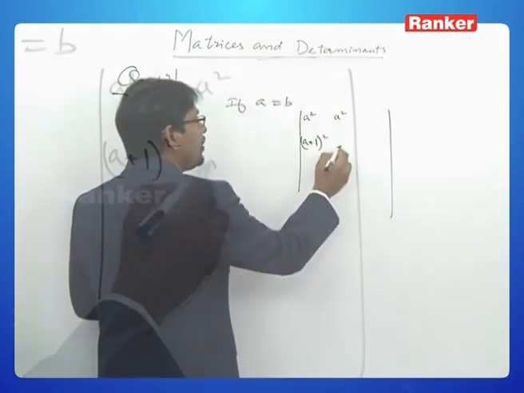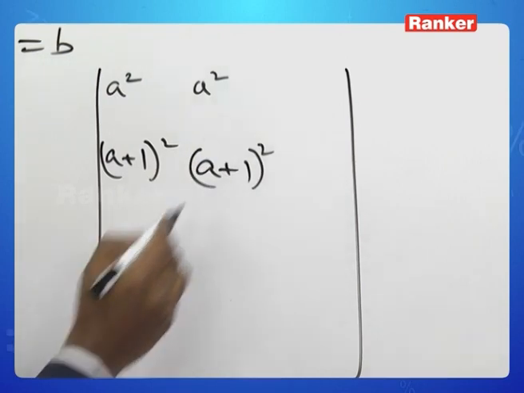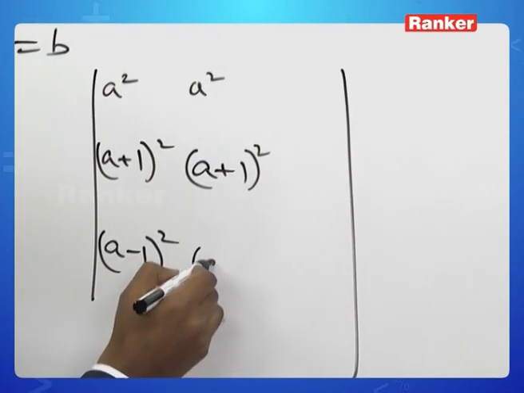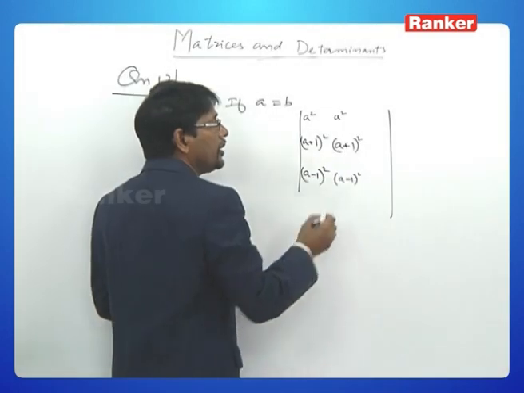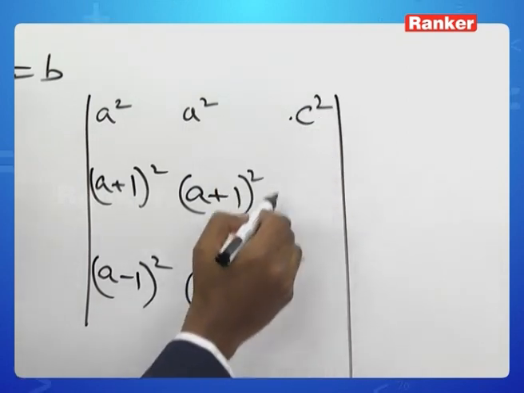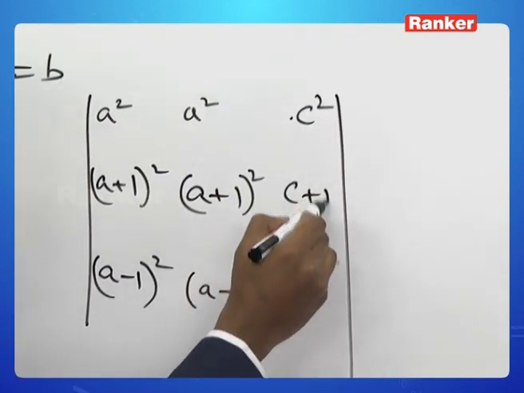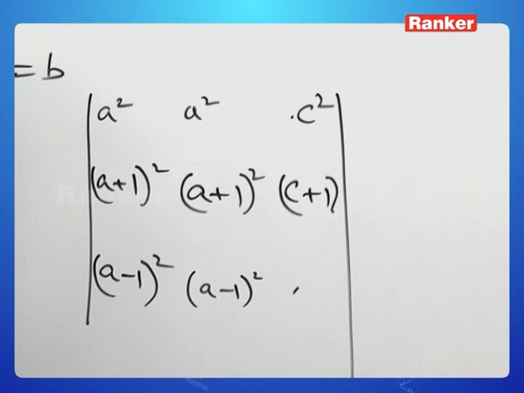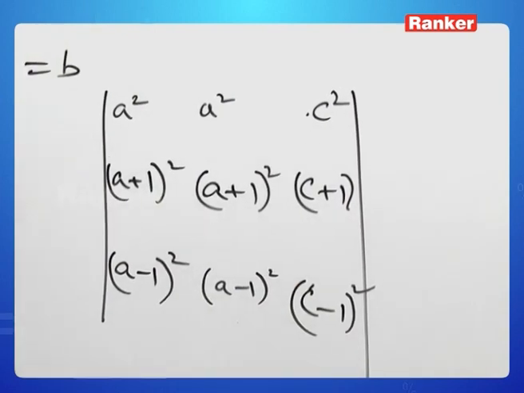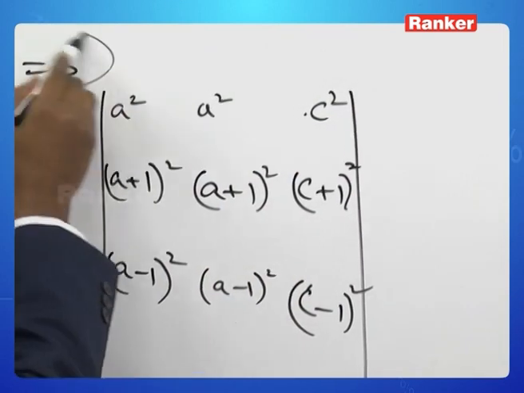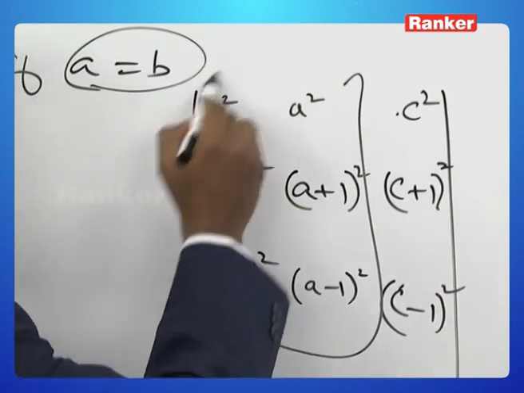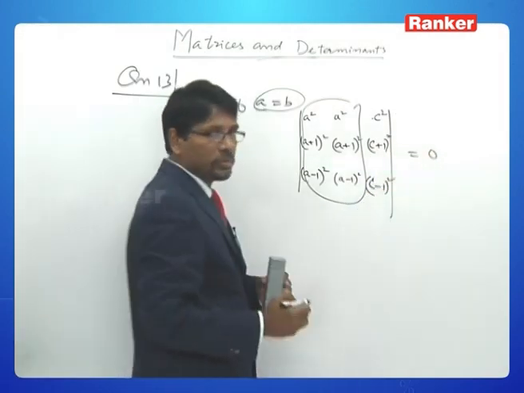I am putting B as A, and then we have A minus 1 whole square here and also A minus 1 whole square. What does that mean? It means that C square, C plus 1 whole square and C minus 1 whole square. So it's clear that by putting A equal to B, we are getting the determinant to be 0. Why? Two columns are identical, therefore the determinant is 0.